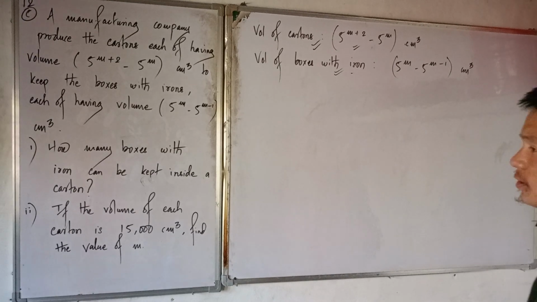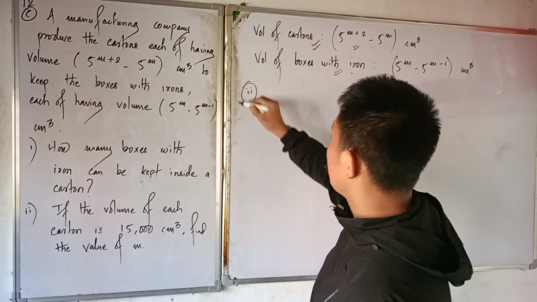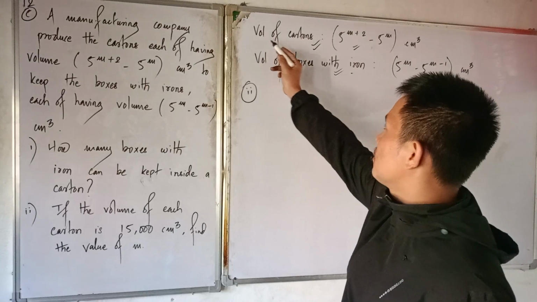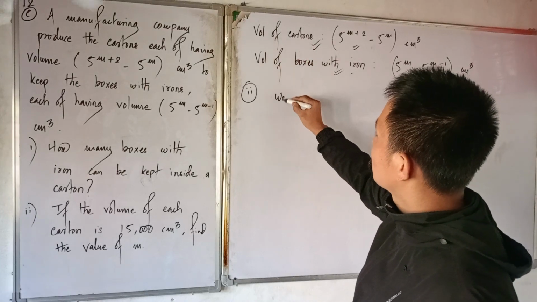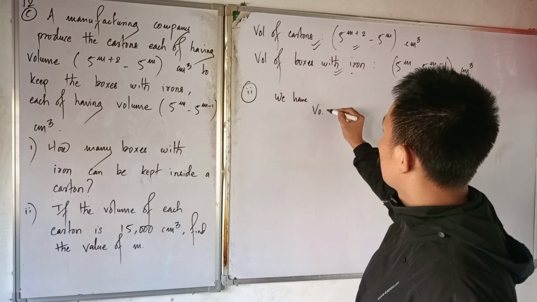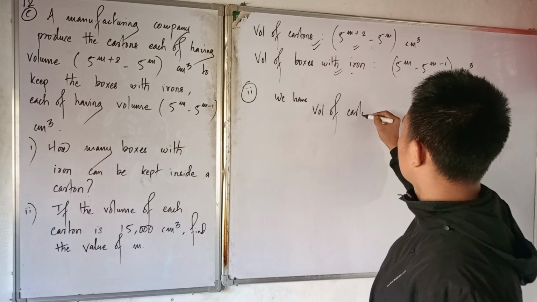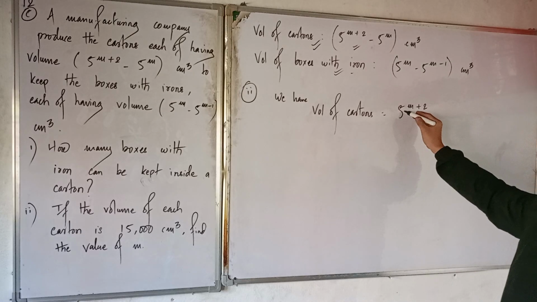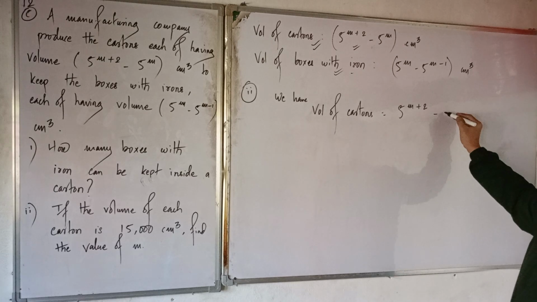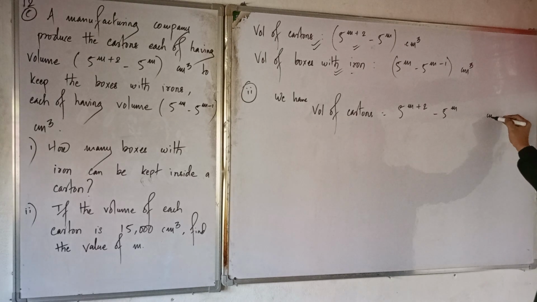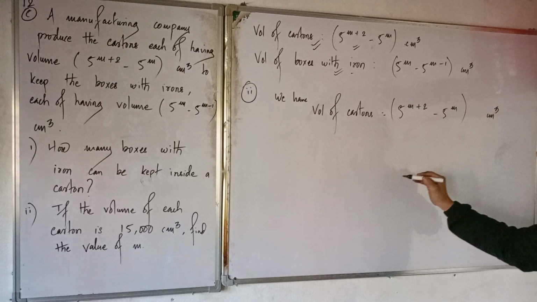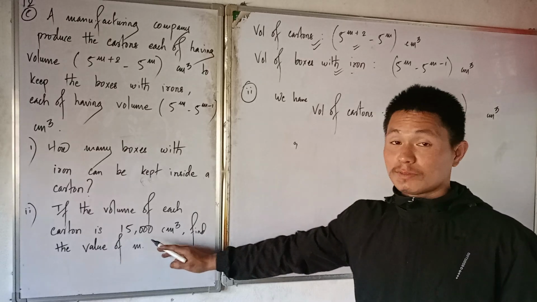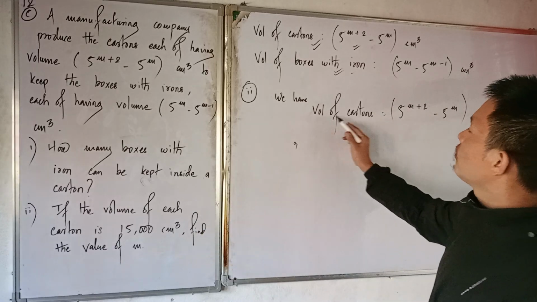Now let's move on to the part two question. In part two, if the volume of each carton is 15,000 centimeter cube, the volume of cartons we have already been given, 5 power m plus 2 minus 5 power m centimeter cube. Now if the numerical volume of the cartons is given, what will be the value of m here?